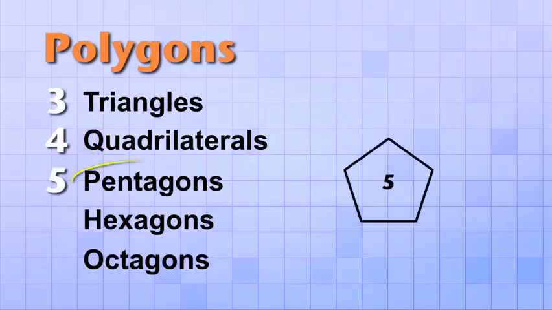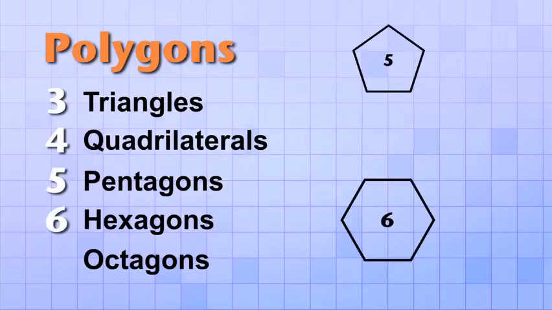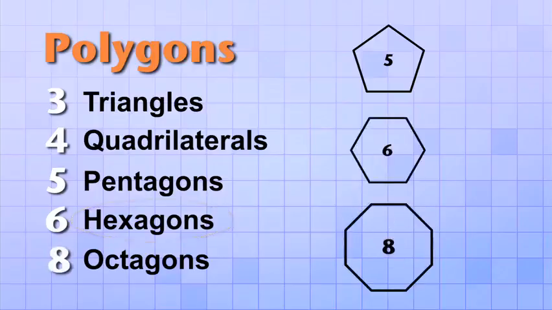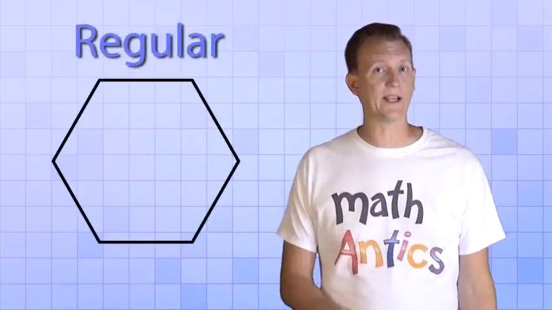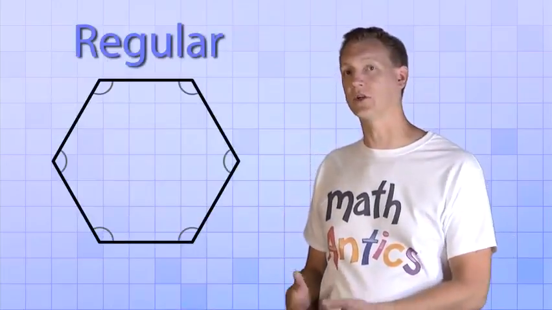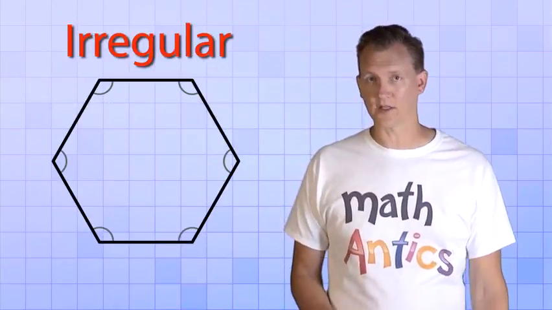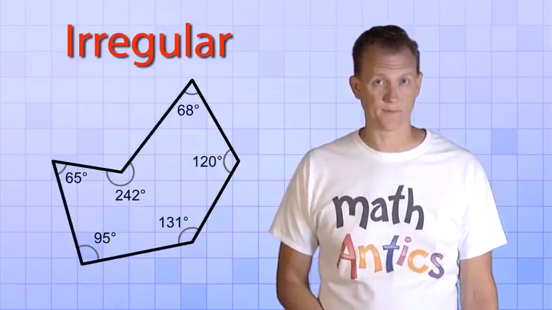5-sided polygons are called pentagons. 6-sided polygons are called hexagons. And 8-sided polygons are called octagons. By the way, polygons that have 5, 6, 8, or however many sides like this are called regular polygons if all of their angles are equal, and irregular polygons if their angles are not equal. Of course, there are a lot more polygons than that, but you probably won't need to know their names. As long as you know what polygons are and how to identify them, then you're ready to move on.